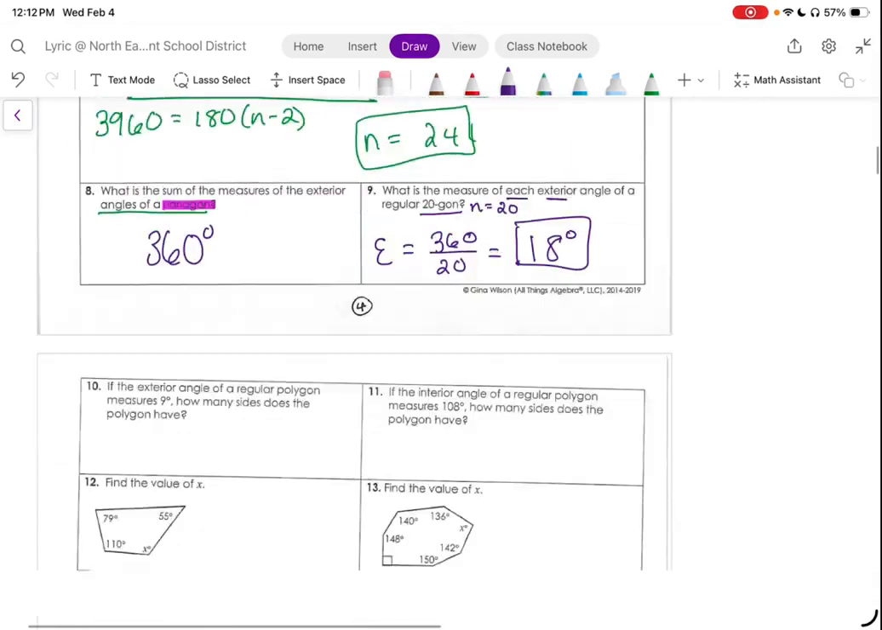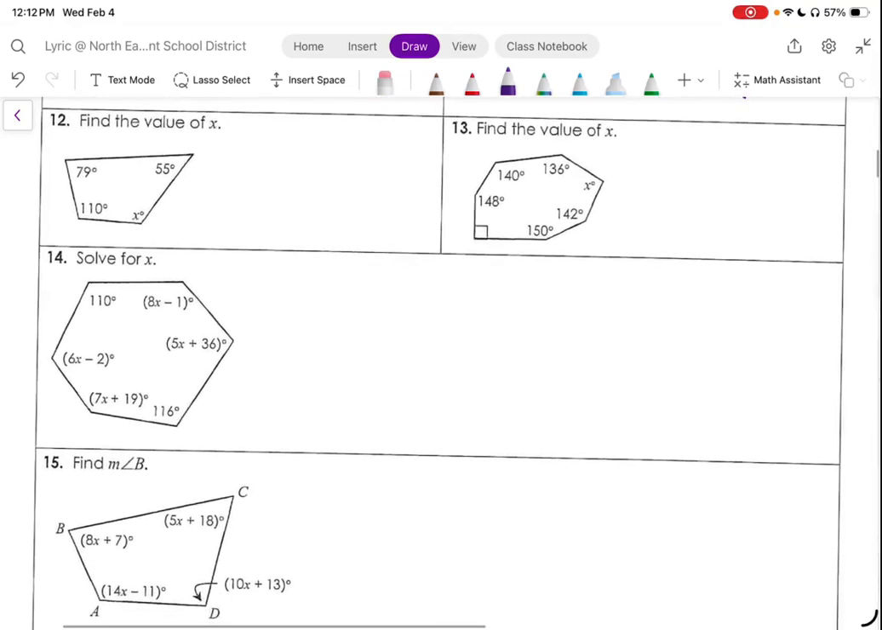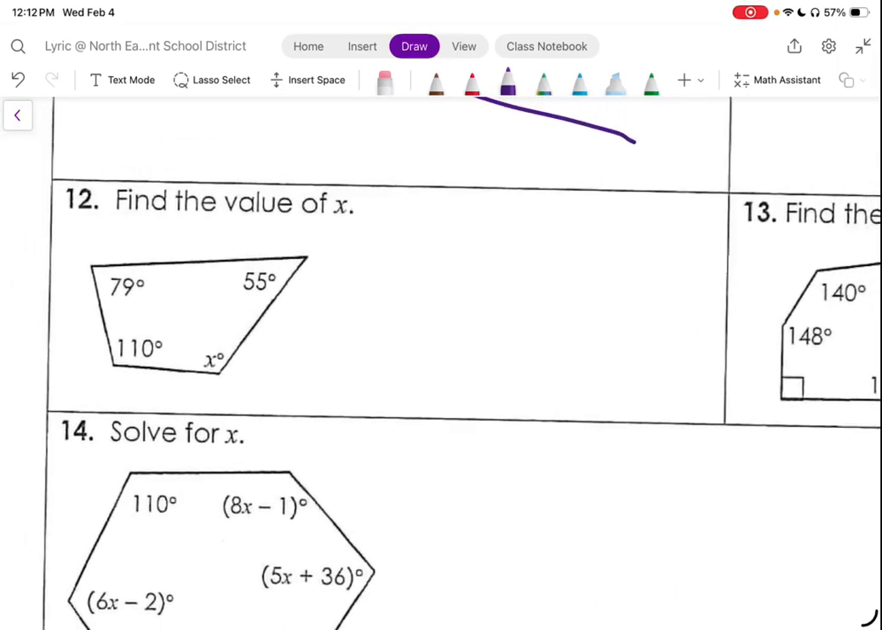All right, moving on. We're going to skip 10 and 11, and move down to number 12, find the value of x. So we have an irregular polygon here. How do I know it's irregular? I know it's irregular because all of the sides are different. It's regular when everything is the same. Here we have all these different angles and side lengths, so this is irregular.